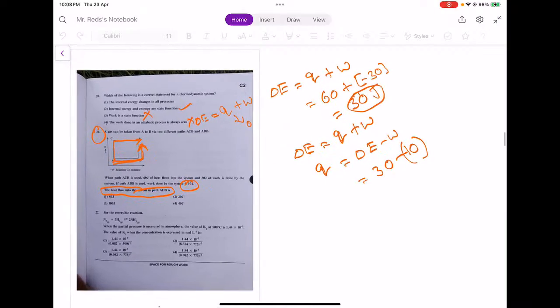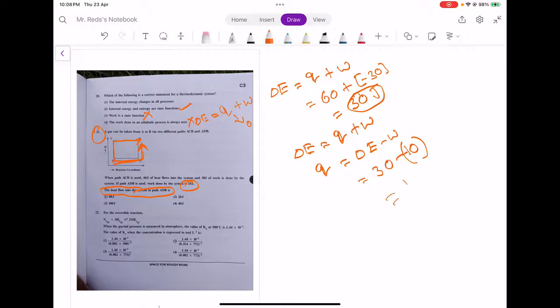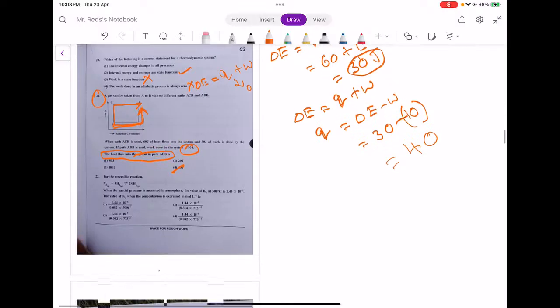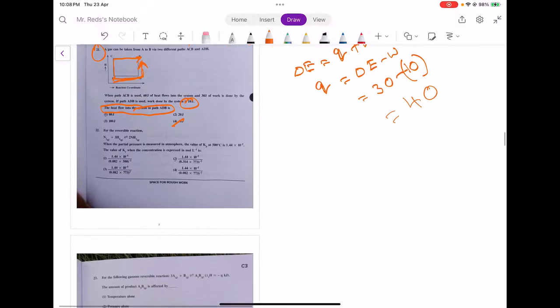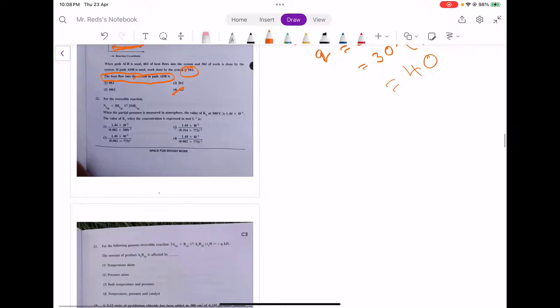So students, the heat flow into the system is 40. So the answer is option 4. Next, go to question number 22, students.